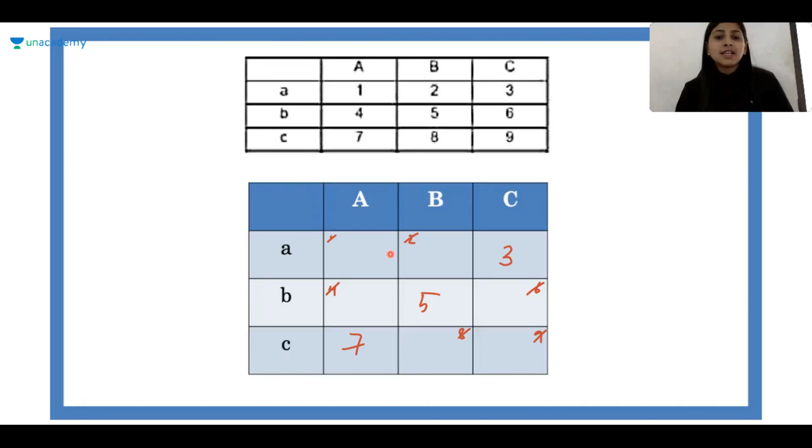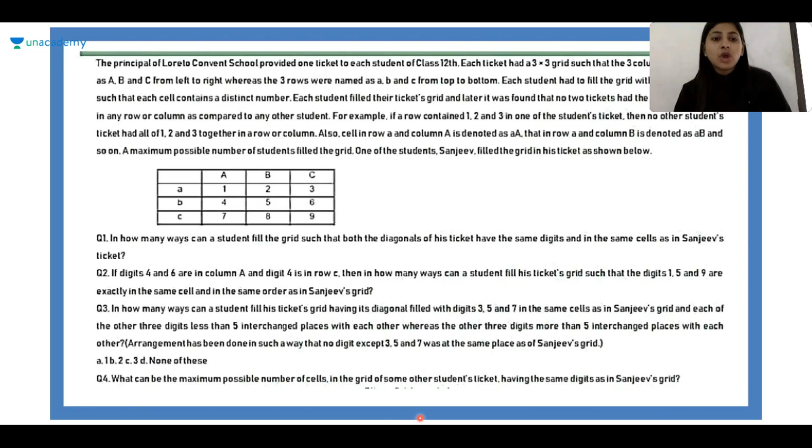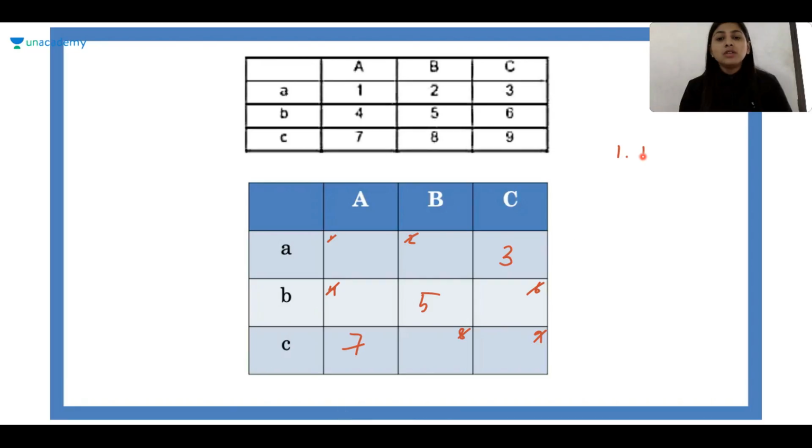So did you understand the condition? Solve it now. The options are 1, 2, 3 or none of these.